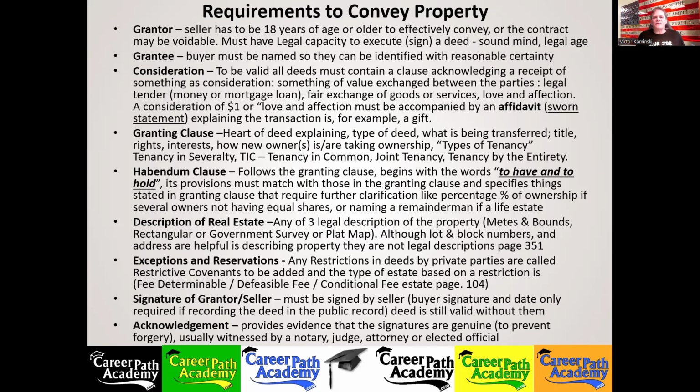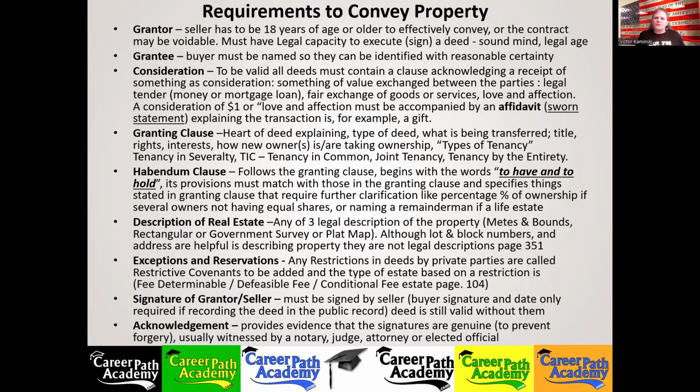And these are found in fee determinable, defeasible fee, or conditional fee estates. And we went over that in chapter 6 on page 104. And then we have the signature of the grantor. The seller needs to sign the deed in order to make it valid. So they must sign that deed, and the buyer's signature and date are only required if they're going to be recording it in the public record.